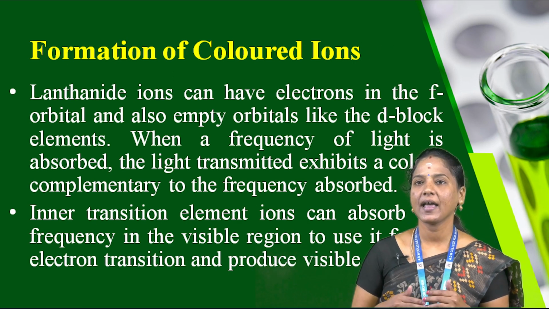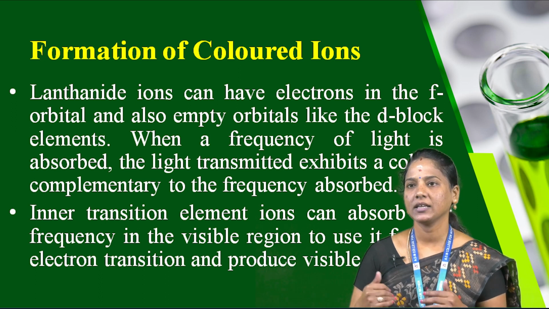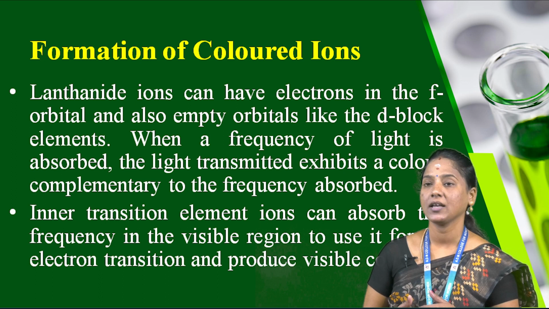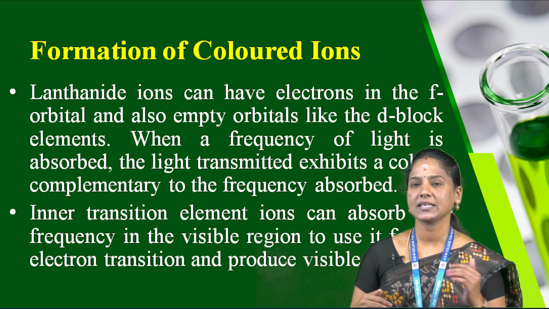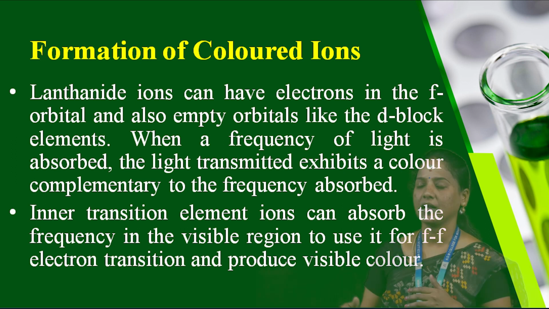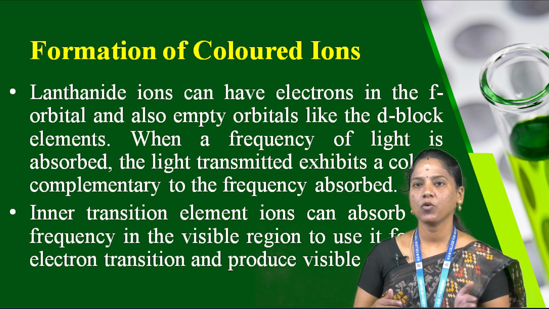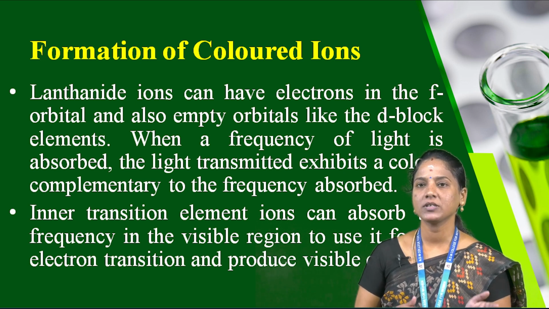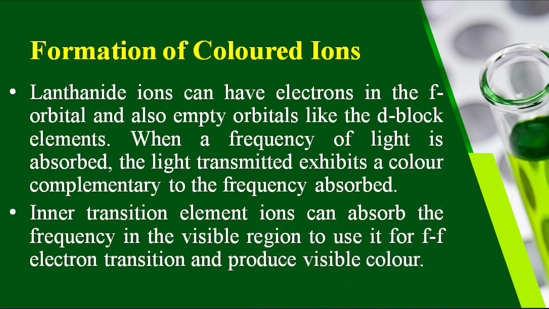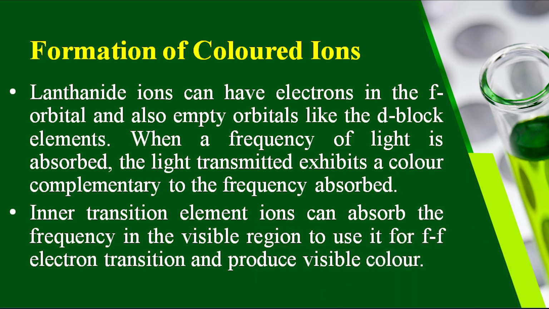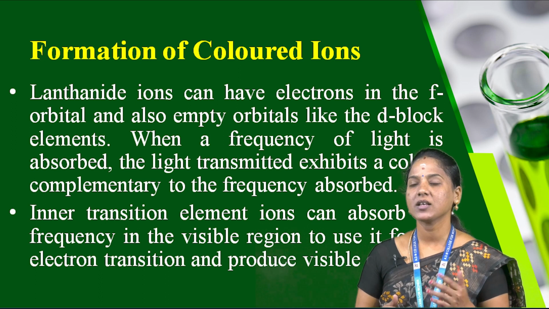The lanthanide ions can have electrons in the f orbitals and also empty orbitals, like the d block elements. When light is absorbed, the light transmitted is colored, complementary to the frequency absorbed. In transition elements, ions can absorb frequencies in the visible region for f-f electron transitions and they produce visible color. Most of the lanthanide metals are silvery white.